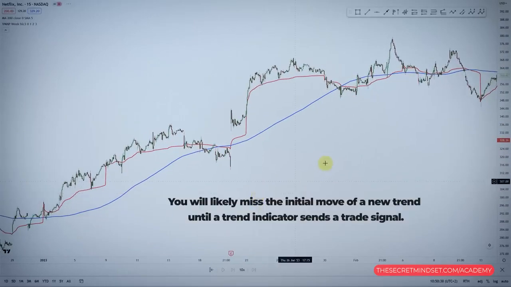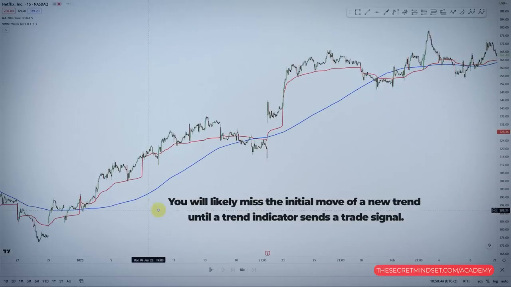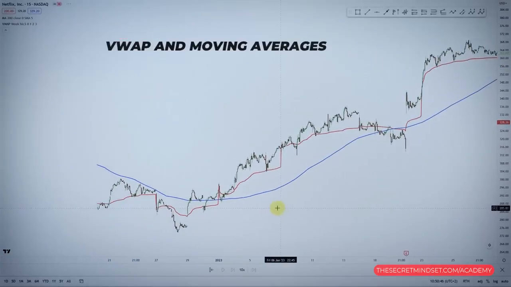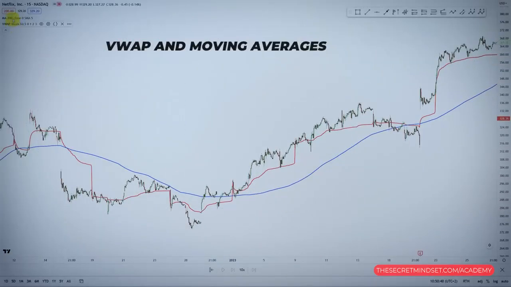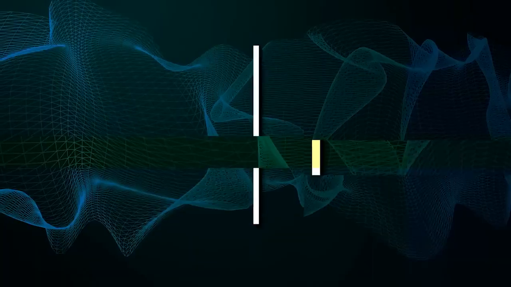This means you will likely miss the initial move of a new trend until a trend indicator sends a trade signal. Most common trend indicators are VWAP and moving averages. These are the only two indicators in this category you should learn.